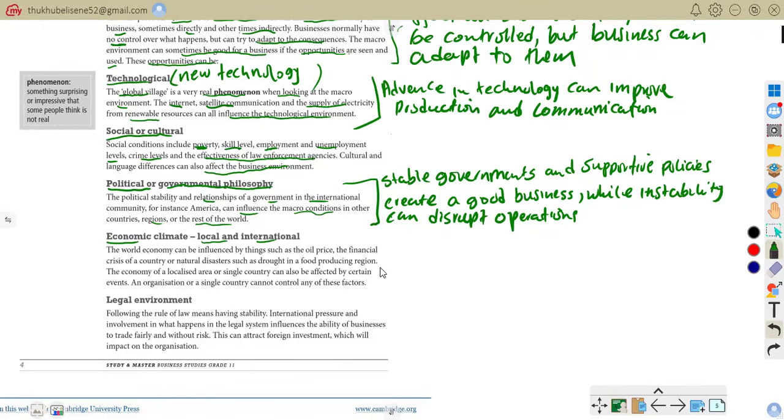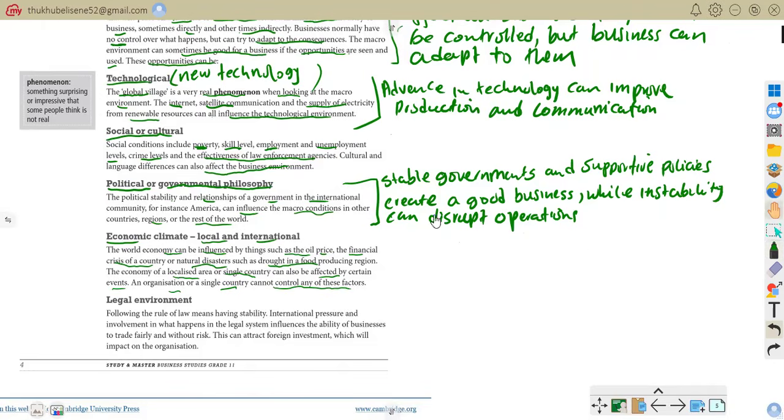So when we talk about the economic factor, we're talking about when people earn less or are unemployed, their buying power decreases, affecting the sales. As they say, the world economy can be influenced by things such as the oil price, the financial crisis of a country, natural disasters such as drought in food production regions. The economy of a localized area of a single country can also be affected by certain events. An organization of a single country cannot control any of these factors.